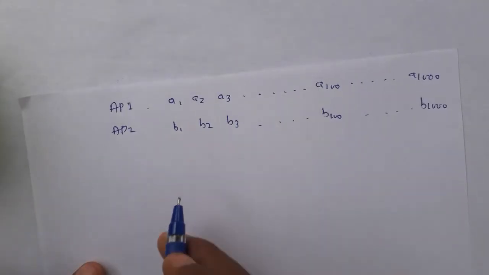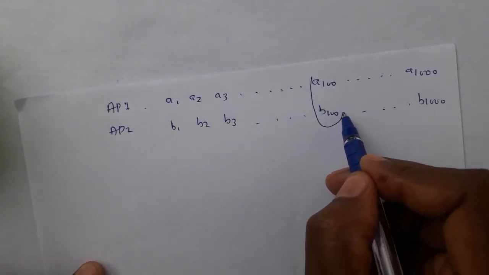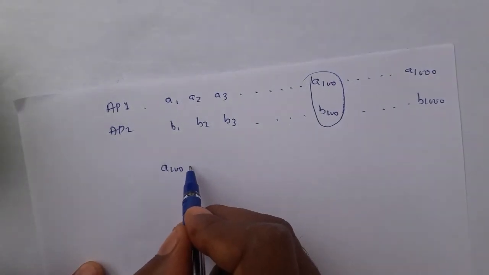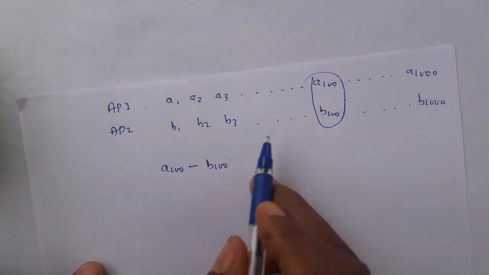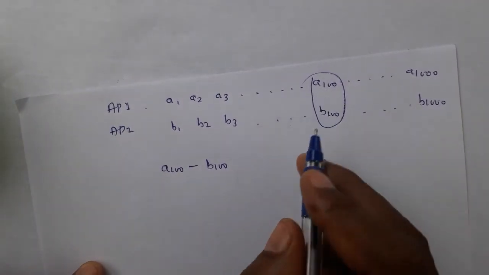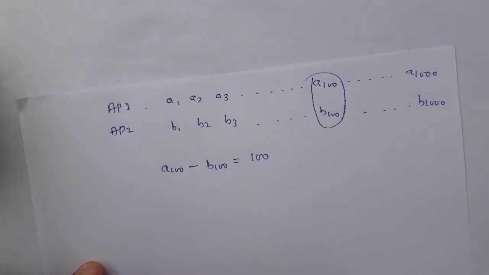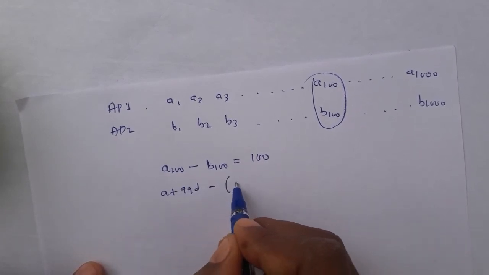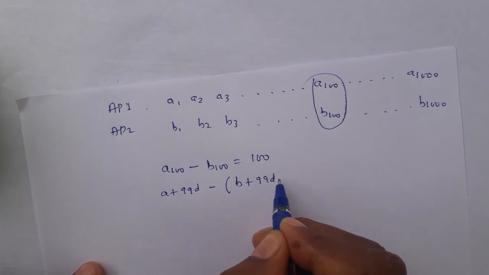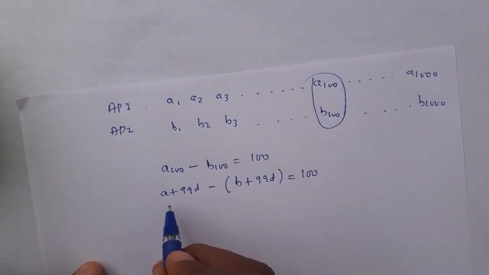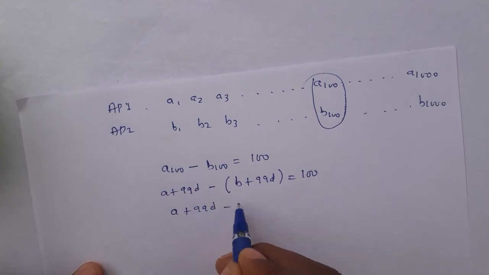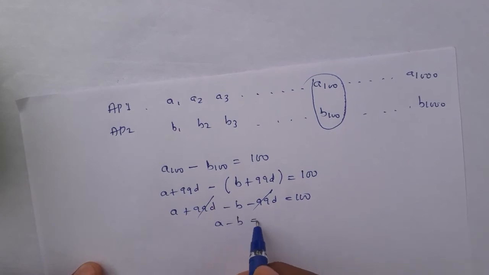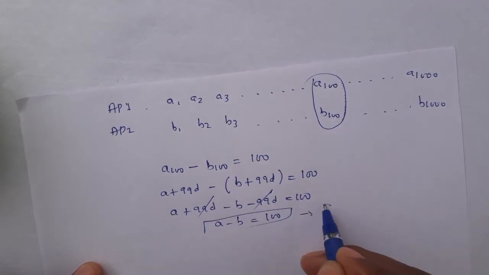Correct, no? Only one clue is given. What is the clue? The difference between their 100th terms is 100. So how to write it? A100 minus B100 is equal to 100, given. A100 how to expand? A plus 99D. B100 how to write? B plus 99D, written in brackets after the negative sign. A plus 99D minus B minus 99D equal to 100. 99D cancels. A minus B equals 100. One clue we got; we write it as equation 1.